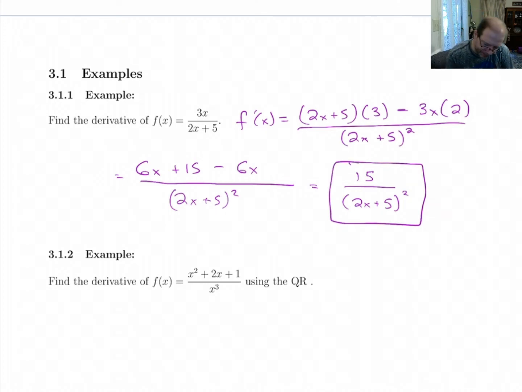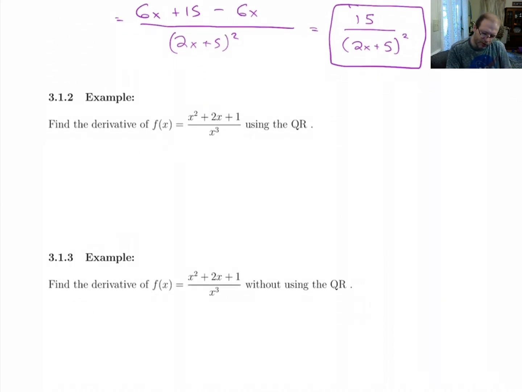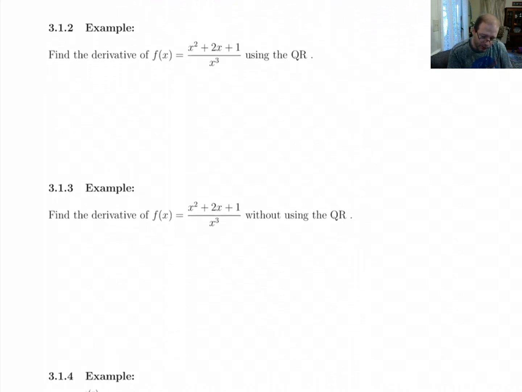All right, let's do another one. Find the derivative of this using the quotient rule. Now, the reason I say using the quotient rule here is because this one, we've already seen derivatives of functions like this, where you just have a single term on the bottom. So we could do this using the quotient rule, or we could do it by first splitting it into 3 fractions. And that's what I want to do here in example 3.1.2 and 3.1.3. We'll do this both ways, and we'll see that we get the same answer.